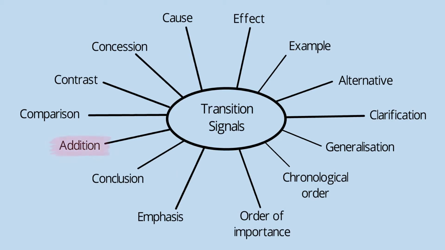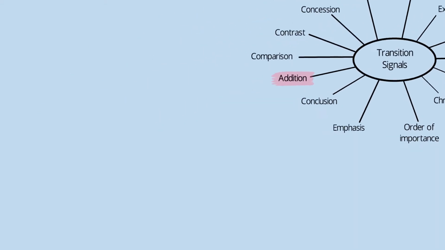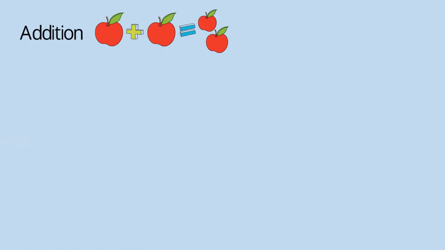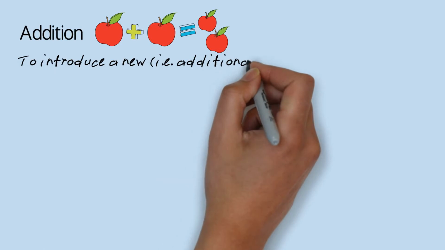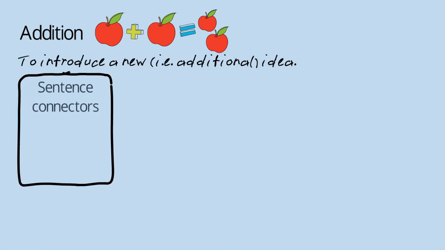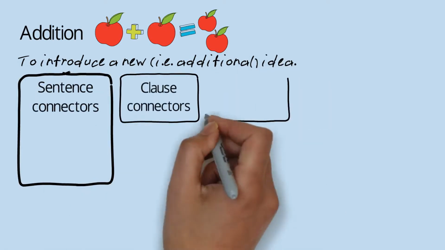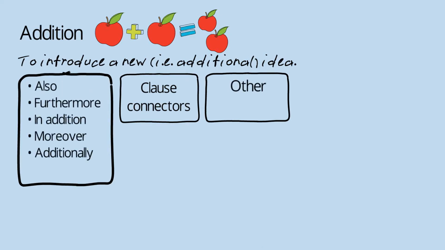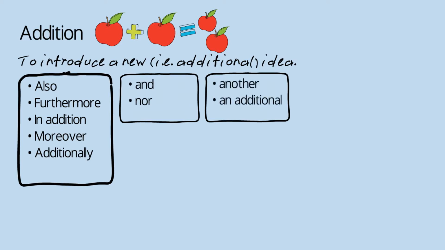Let's start then with addition transition signals. So these are used to introduce a new, in other words, an additional idea. So let's look at examples of these. First of all, sentence connectors. So we have also, furthermore, in addition, moreover, additionally. In terms of clause connectors, there are and, nor. And other words or phrases, there are another and an additional.